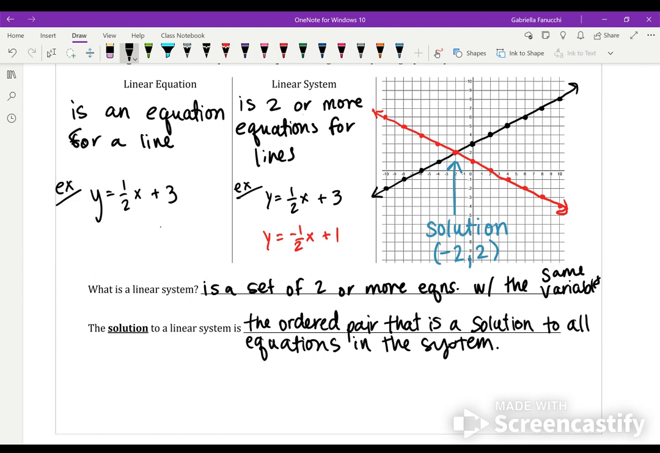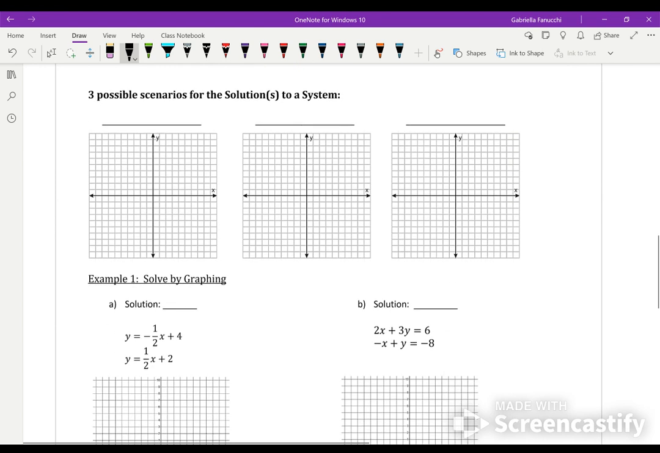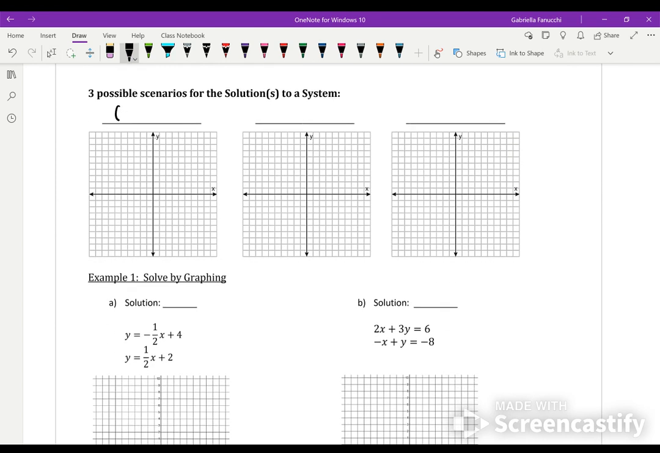Okay, so the solution is going to be valid for all the equations that are in the system. And again, it's 2 or more lines put together. So we have, again, 3 possible scenarios. We can have one solution. We're just going to sketch one solution, right here. They cross at one point.